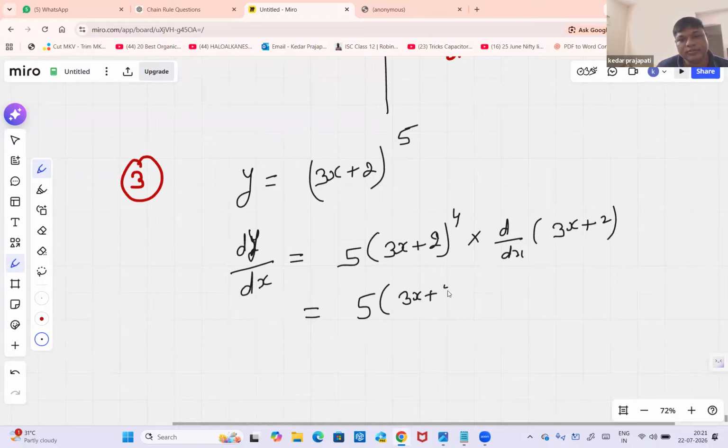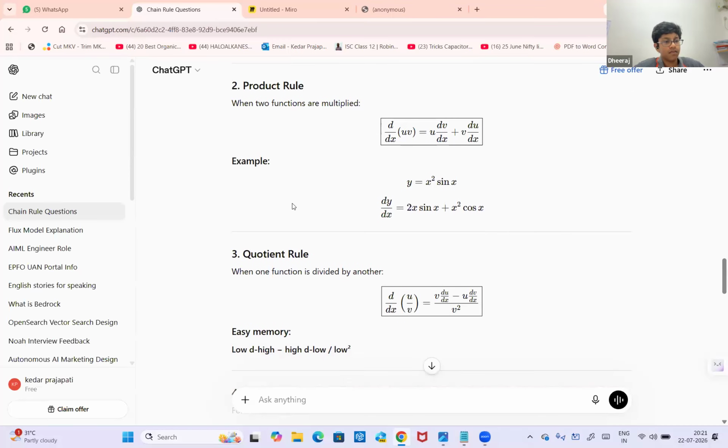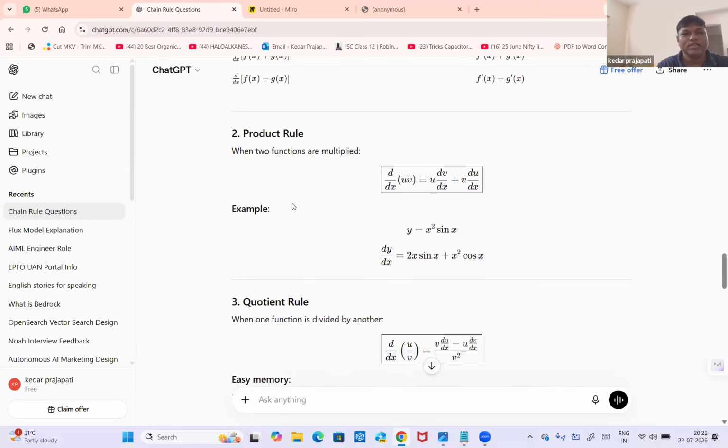So it will be coming somewhere around (3x plus 2) to the power 4 into 3, because this will become 0. Differentiation of 2 with respect to x is 0. 2 is constant here. Is the chain rule getting clear?